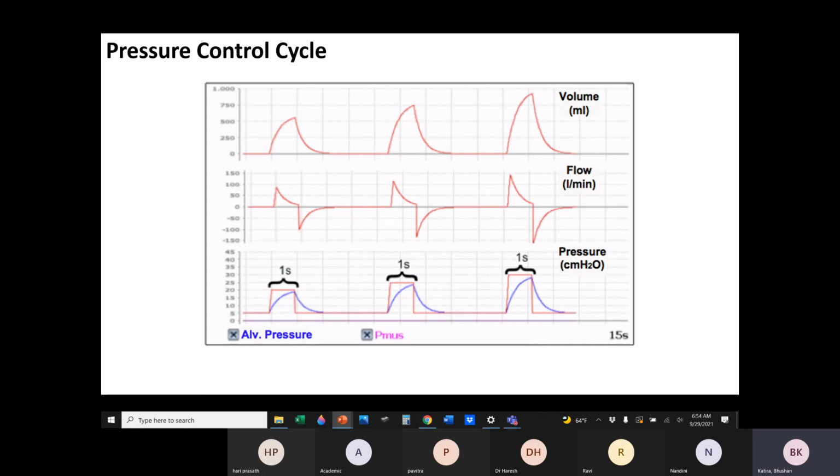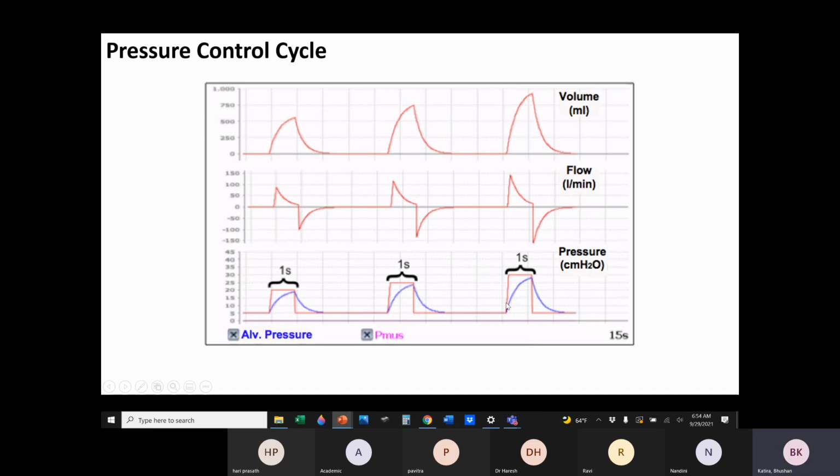Now we do the reverse. We keep the I time same. I time is constant. It is 1 second, but we keep increasing the difference in the airway pressure. In this example, the flow comes down to zero. That means the end of peak airway pressure is close to alveolar pressure. Not exactly, but close.